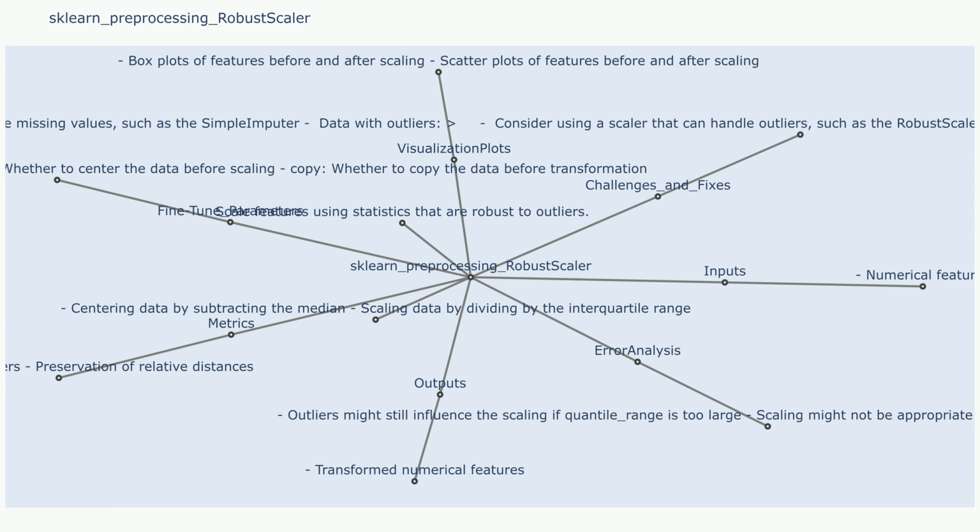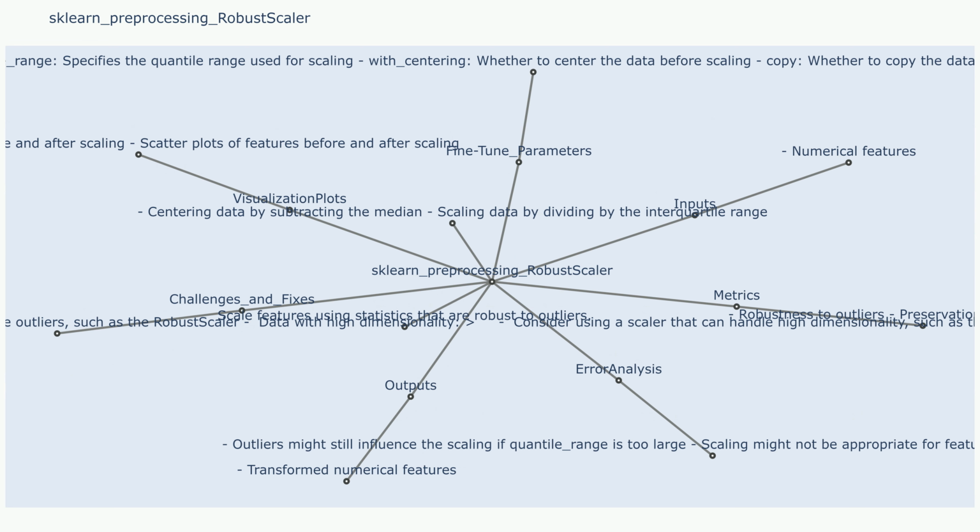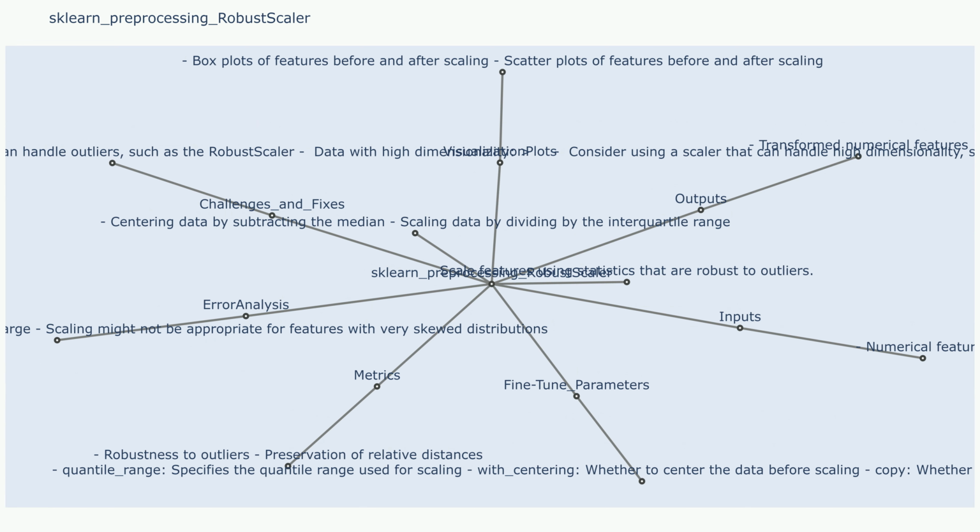Inputs. X: a numerical array containing the features to be scaled. This can be a NumPy array, pandas data frame, or a similar structure. Outputs. X_scaled: a transformed array containing the scaled features. The data is centered around 0 and scaled to a specified range.